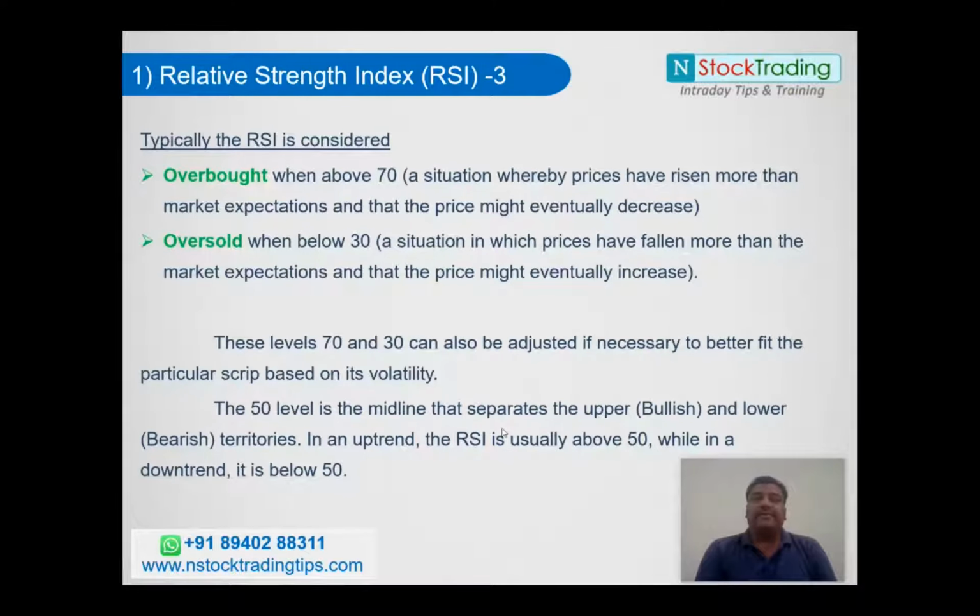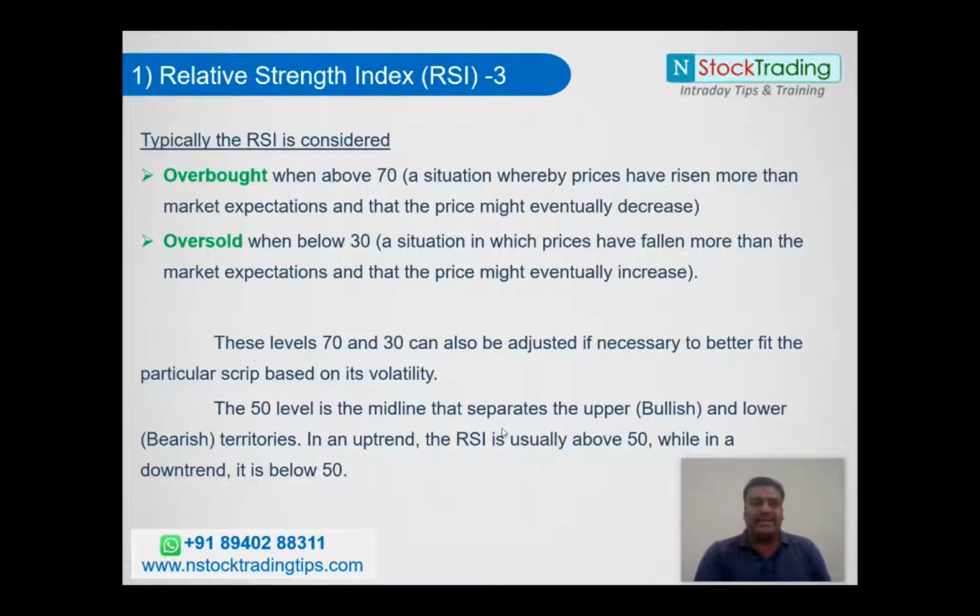And we have one more situation which is called oversold. This is when the RSI value is below 30, a situation in which the prices have fallen much more than the market expectations, and the price might eventually increase. So basically, if RSI is above 70, it's considered overbought, and if it's below 30, it's considered oversold.